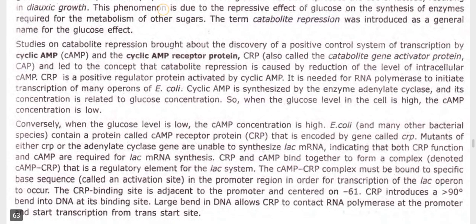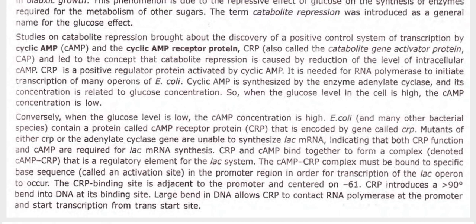Studies on catabolite repression brought about the discovery of a positive control system of transcription by cyclic AMP and the cyclic AMP receptor protein CRP, also called the catabolite gene activator protein, and led to the concept that catabolite repression is caused by reduction of the level of intracellular cAMP. CRP is a positive regulator protein activated by cyclic AMP. It is needed for RNA polymerase to initiate transcription of many operons of E. coli. Cyclic AMP is synthesized by the enzyme adenylate cyclase, and its concentration is related to glucose concentration.